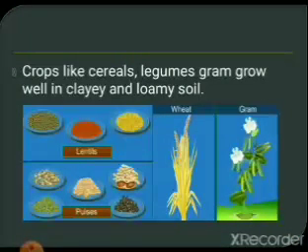Crops like cereals, legumes, gram grow well in clay and loamy soil. As you can see in this picture, different lentils are present. Lentils means seedy, foody materials. Pulses are also there. Different pulses grow in different zones or different types of soil. Wheat also grows in a particular range of soil. Gram also grows in a particular range of soil. In short, different types of crops grow in different types of soil.